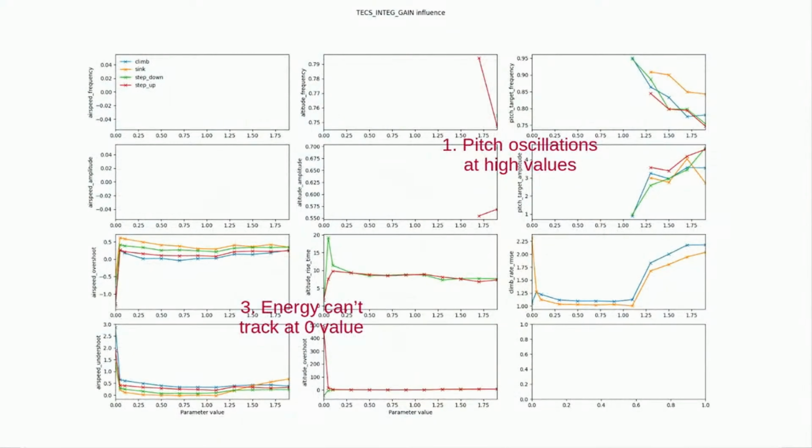You do need some minimum value on TECS integral gain. But you can also overdo it, and again, for the default simulation plane, after the value of approximately 1, you start getting oscillations on pitch, because the contribution of TECS integral gain becomes unstable.